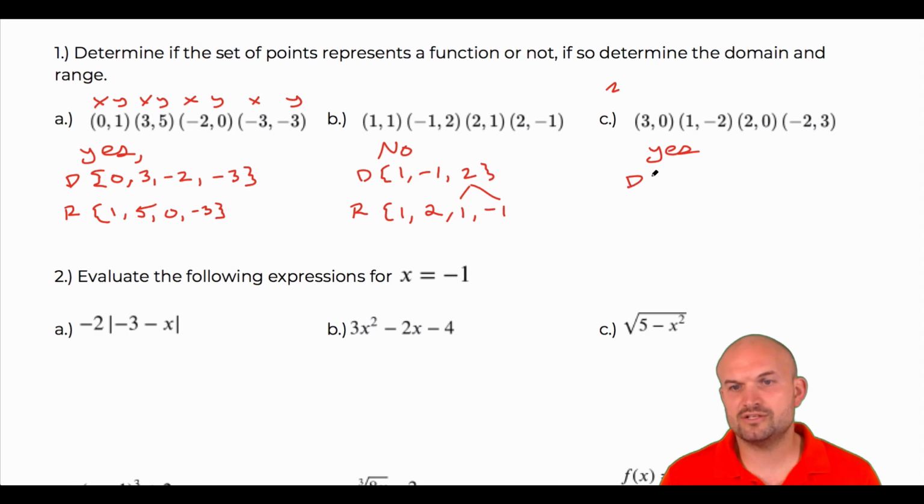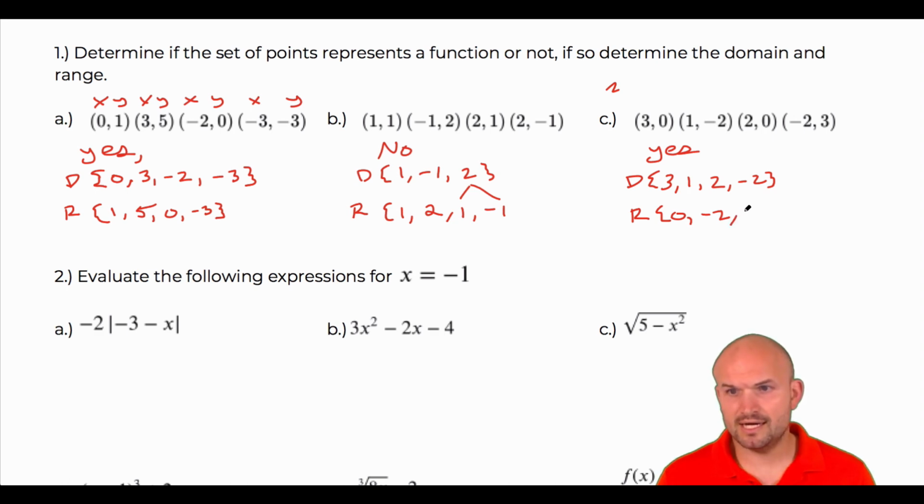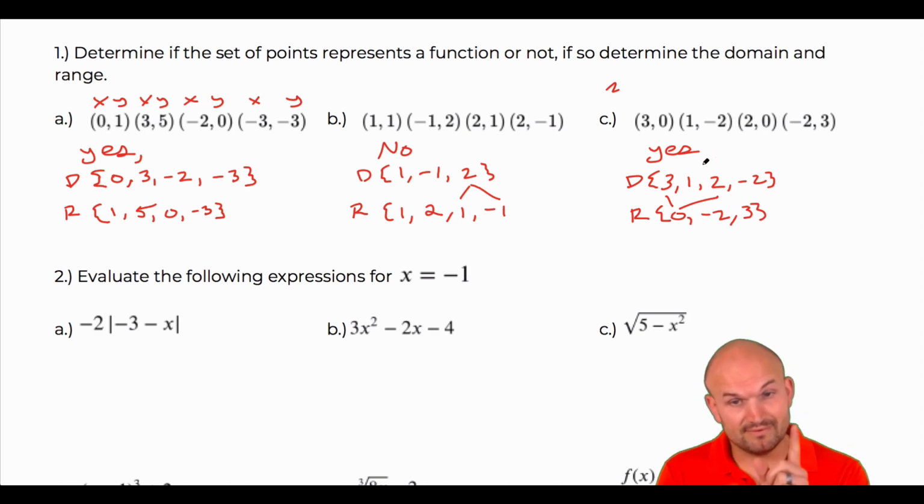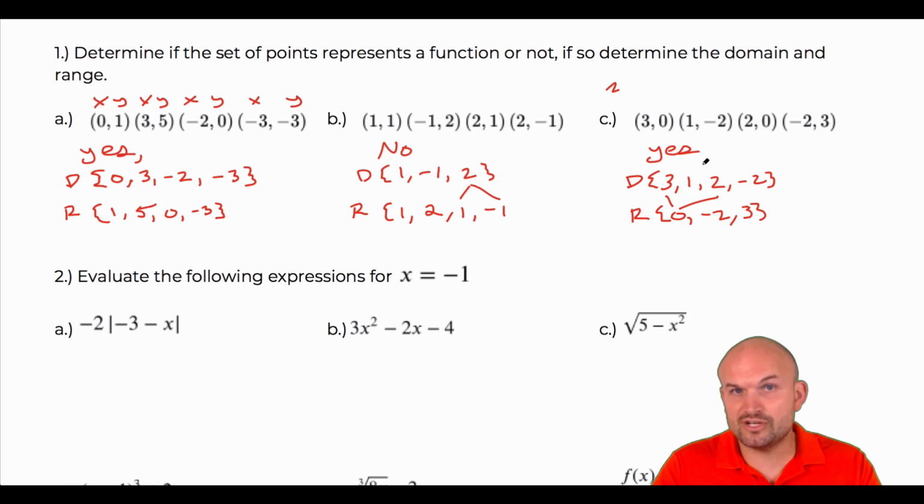So therefore, I'm just going to list the domain as a set of all x values. So that's going to be 3, 1, 2, and -2. Now the range, there is a repetition, so we don't need to write it twice. 0 occurs twice. We just need to write it once. -2, 0, and 3. And again, you can see that 3 goes to 0 and 2 goes to 0. But that's fine, as long as they go to 1. Each input in the domain cannot go to two different values, okay?